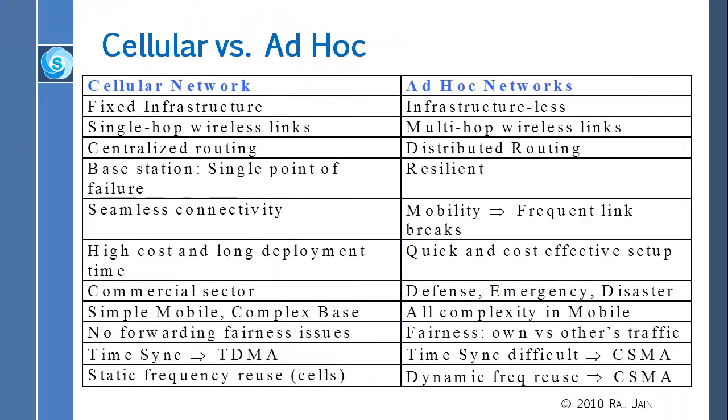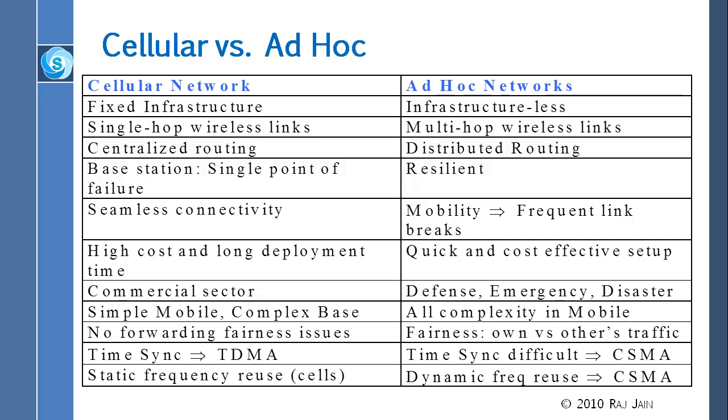And this is just a summary of cellular networks versus ad hoc networks. Most of it has already been said, but I will just repeat it. First, in cellular networks, we have a central base station. In ad hoc networks, there is no centralized control.